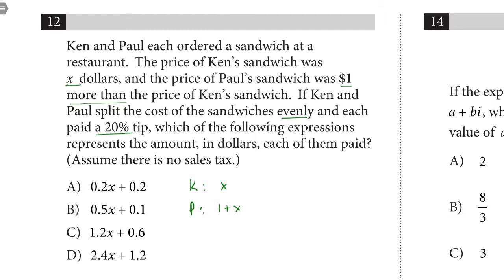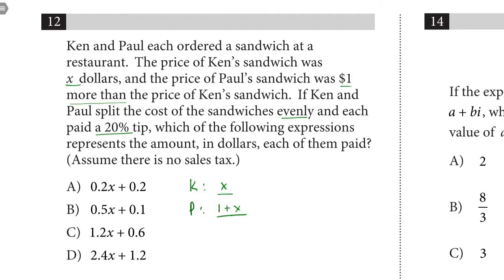I'm reading this, and as I'm reading, I'm pausing and writing down the variable that represents that piece of information, right? I'm basically summarizing this whole paragraph into variable and equation form, so then I can find my answer. And so what do I have here? X is Ken's sandwich, and X plus 1 is Paul's sandwich price. Cool. Now let's go on to the next sentence.